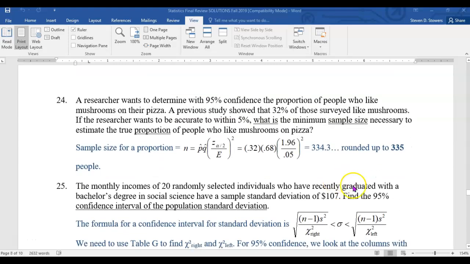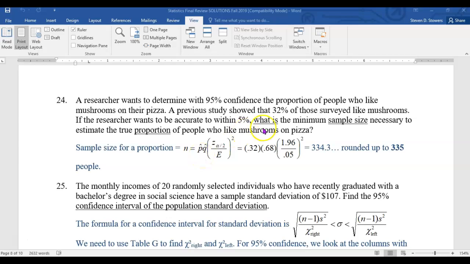Moving right along, question number 24 asks about the sample size to estimate a proportion. So pull out the formula for sample size for a proportion, which looks like this.